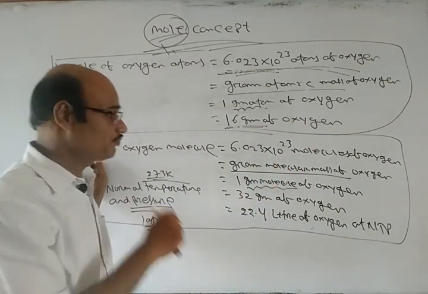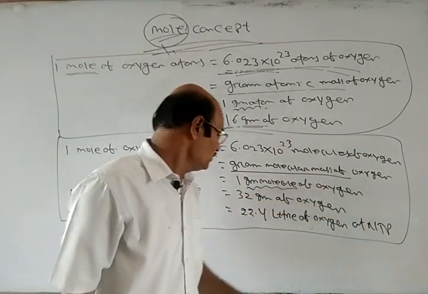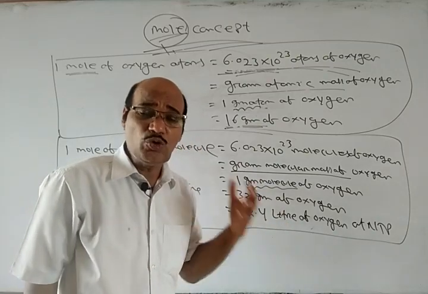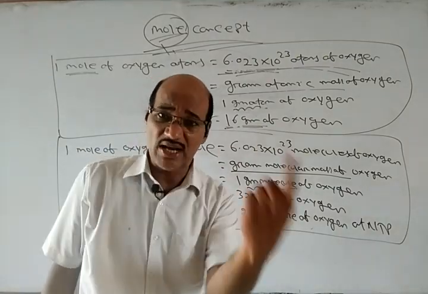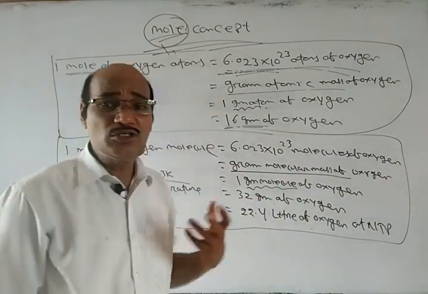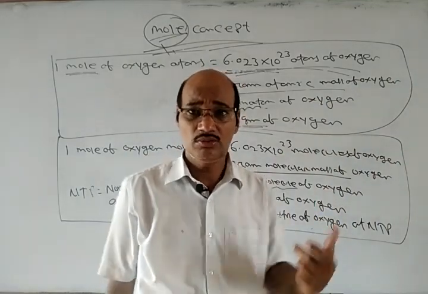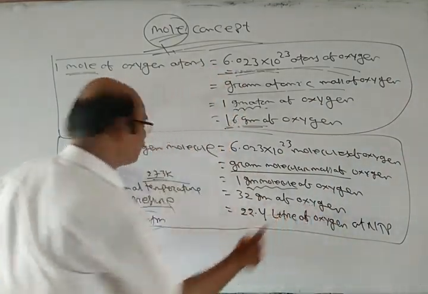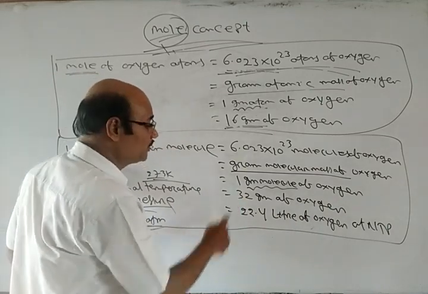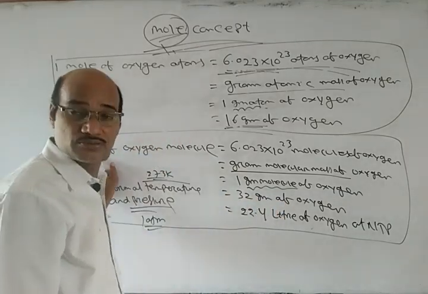Calculate. Now similarly, the gram molecular mass we have already taken. Here you see 32 gram is the gram molecular mass of oxygen, and 32 gram of oxygen is equal to how many moles? 1 mole. Suppose I ask you how many moles of oxygen will be there in 64 gram of oxygen. What will be the answer? 2 moles. 32 gram of oxygen equals 1 mole, so 1 gram equals 1/32 mole. Now 64 gram equals 64 into 1/32, and you have 2 moles of oxygen.